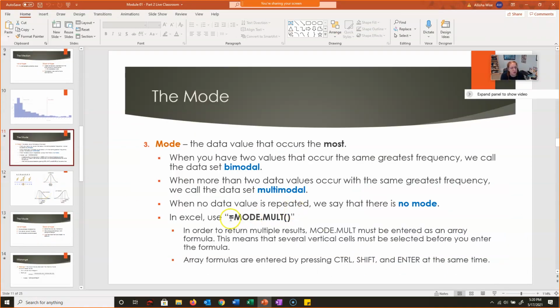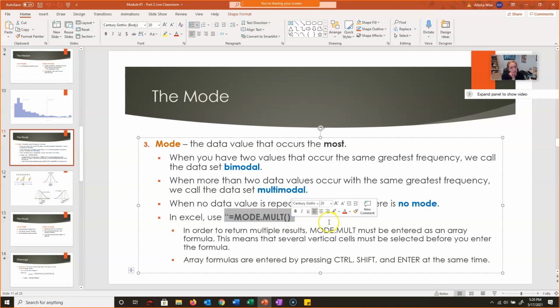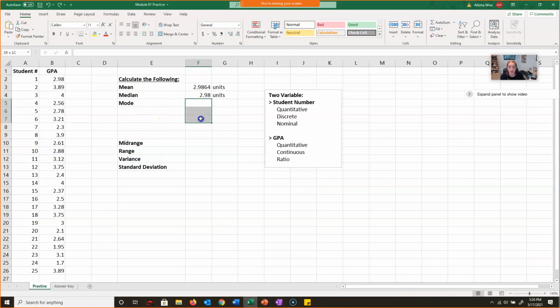Now the mode is the value that occurs the most. Now, this one's a little tricky, right? This is the equals mode.mult, and you have to select all the data, type in the formula, select the data, and hit Control, Shift, and Enter at the same time. So let me go ahead and demonstrate it. So the first thing you want to do is select your data, your cells that you want to put the information in. Do not unselect, just select the cells.